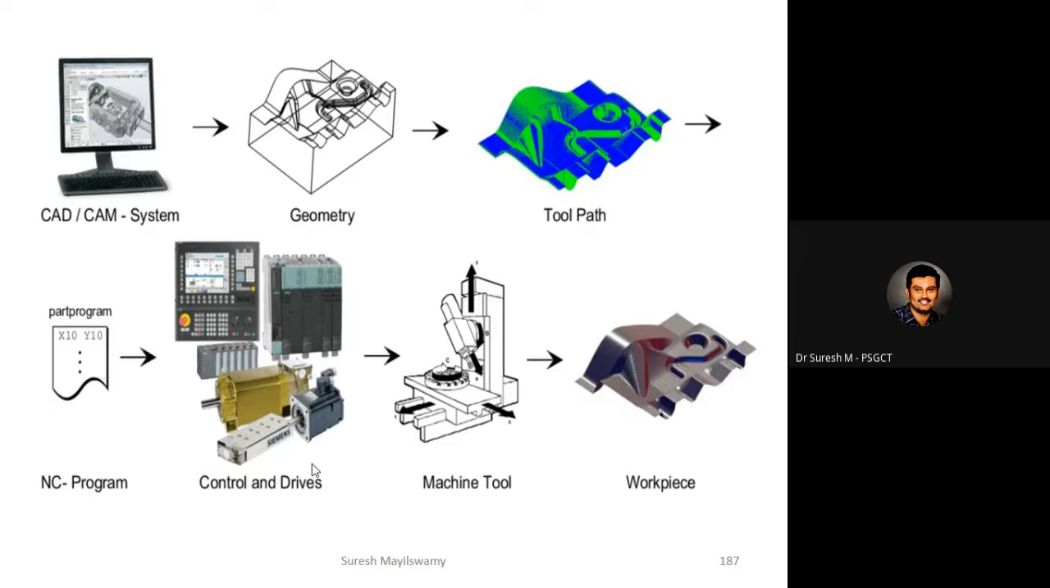So based on the CNC part program, the controller will convert this part program into machine language. So zeros and ones will be sent to the actuators, controls and drives so that they will be activated. So machining operations will be done in a machine tool. Finally, we will get the product. So this is the integration of CAD and CAM process.